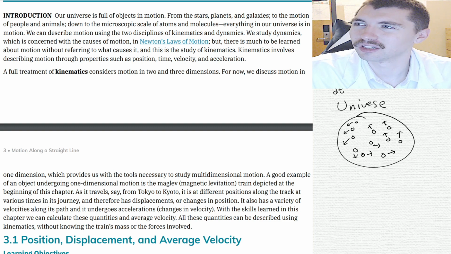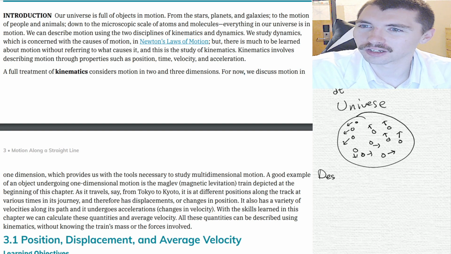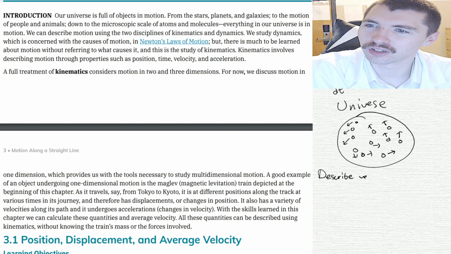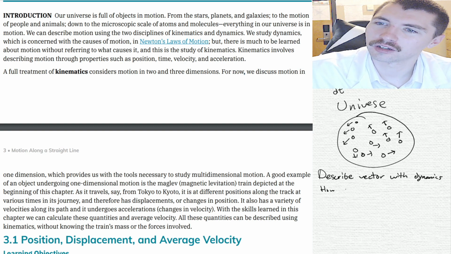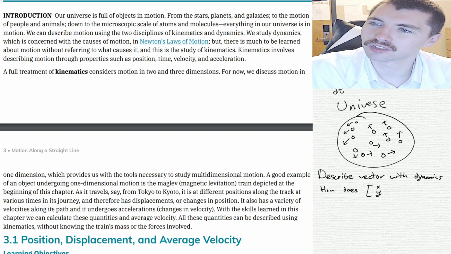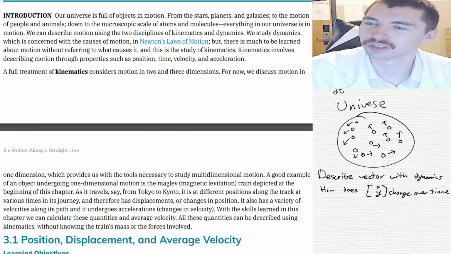What I would like to know more about is how to describe a vector with dynamics. How does some vector x, y change over time, for example?